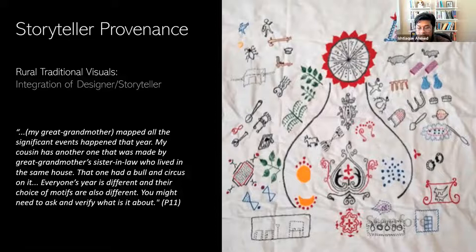She said, "My great grandmother mapped all the significant events that happened that year. My cousin has another one that has been made by great grandmother's sister-in-law who lived in the same house. That one had a bull and circus on it. You know, everyone's year is different and their choice of motifs are also different. You might need to ask and verify what it is about." Thus, in rural visualization practices, data cannot be separated from the story and the story cannot be separated from the storyteller.